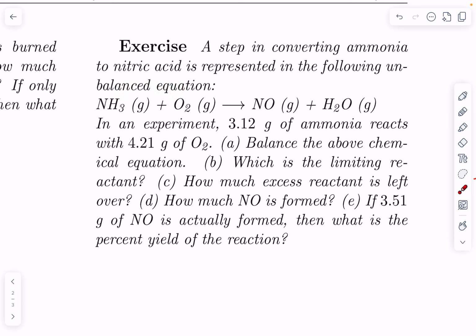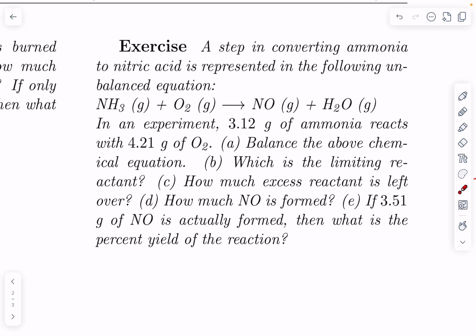And you see, do we have enough oxygen to actually react with all of the ammonia? If we have enough oxygen, then the ammonia is not limiting. That implies O2 is limiting. So there's not enough ammonia to react with all of the oxygen. And then once you've figured out which one is in excess, you subtract how much reactant would actually be used away from how much reactant you have, and that's how much is left over.